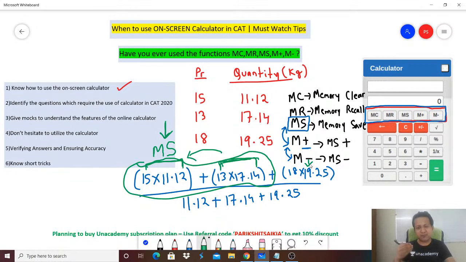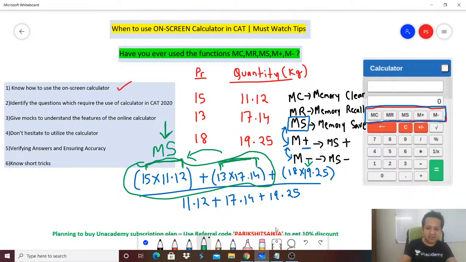Trust me, even if you save 4 or 5 minutes in your calculations, you are going to attempt at least 2 questions more in your CAT. And 2 questions more means, if you get them correct, you might end up going from a 90 percentile to a 99 percentile.